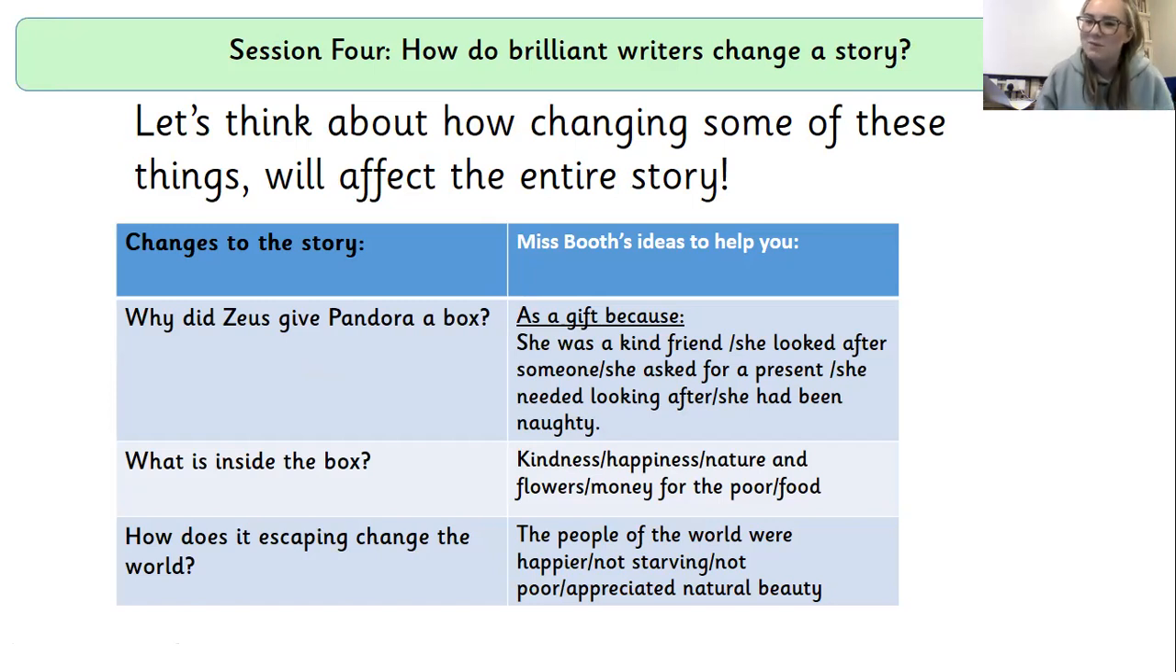Right, well done everybody. I hope you've all drawn your table. Don't worry about filling it in yet. We're going to fill it in just a second. So let's think about that first one then. Why did Zeus give Pandora a box? What had she done that made her deserve a box?